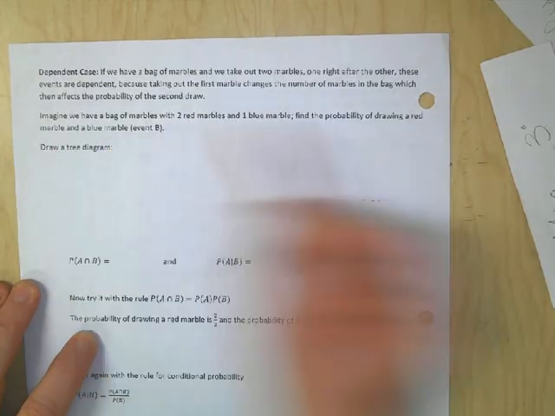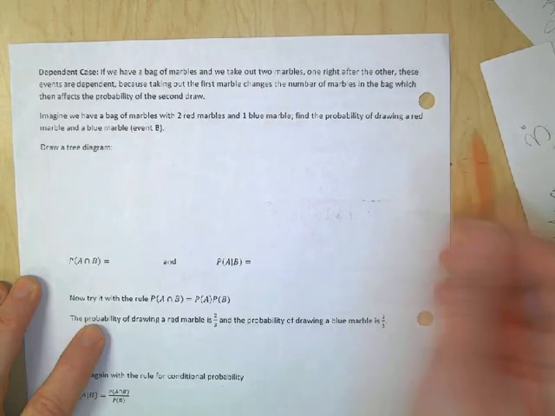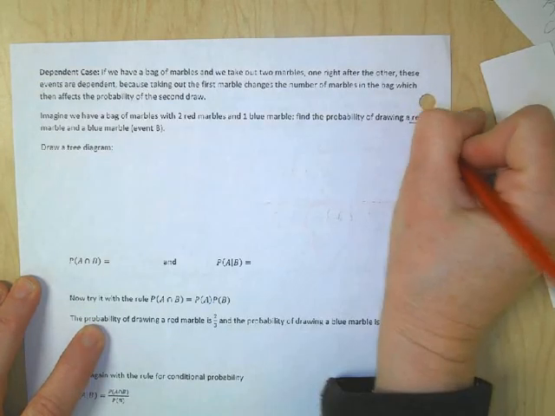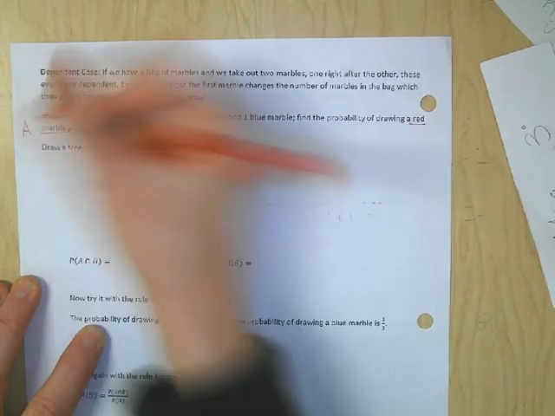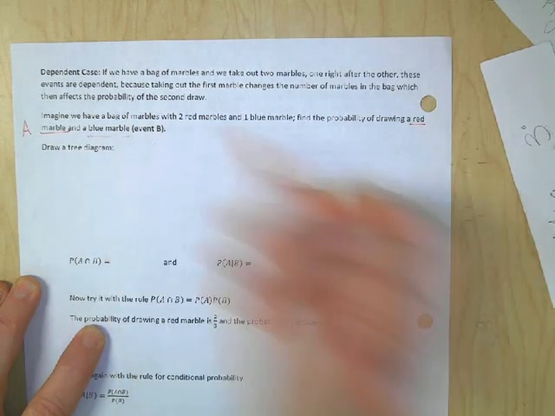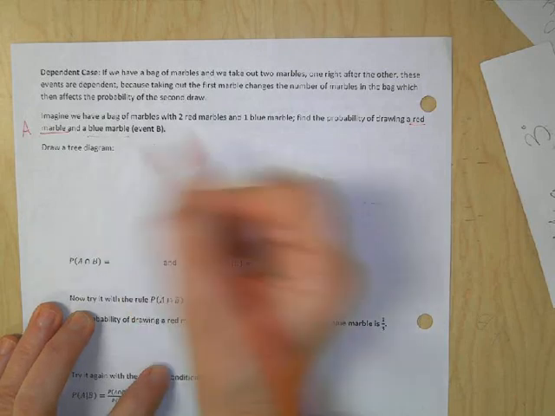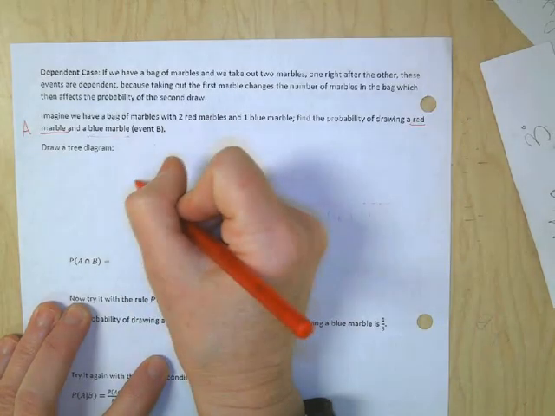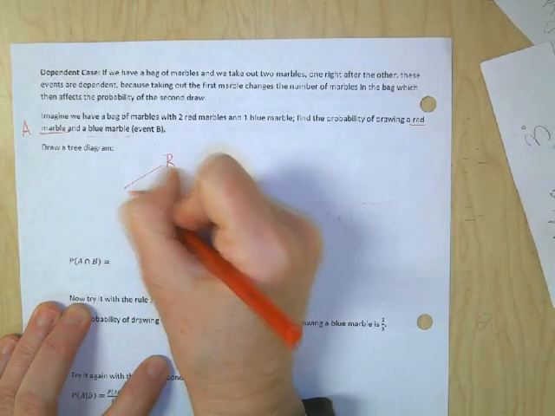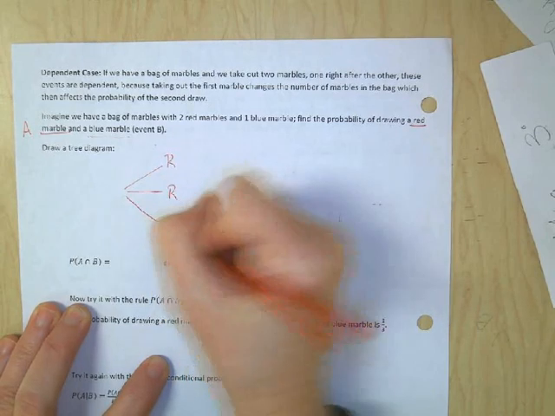Okay, so the red marble is going to be event A. Somehow I didn't get that in here. So the red marble is going to be event A. The blue marble is going to be event B. So first of all, we're going to draw a tree diagram. So for the first draw, I could get a red, or I could get a blue.